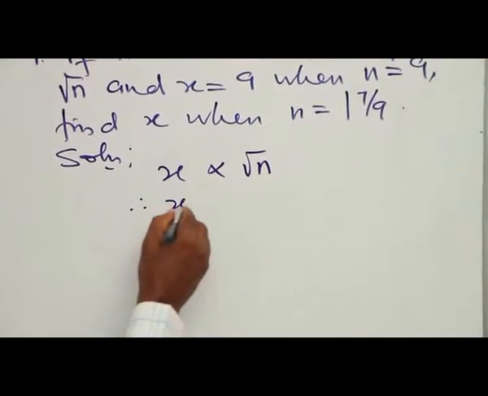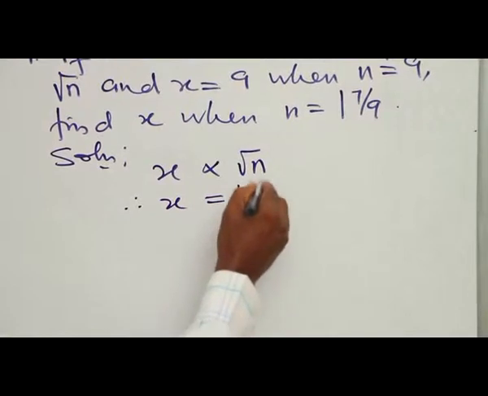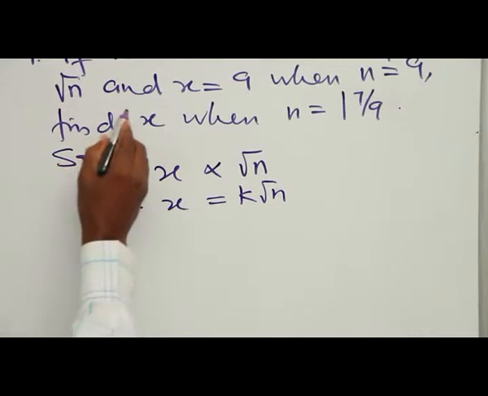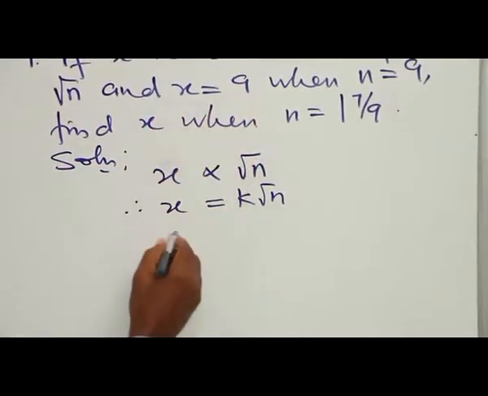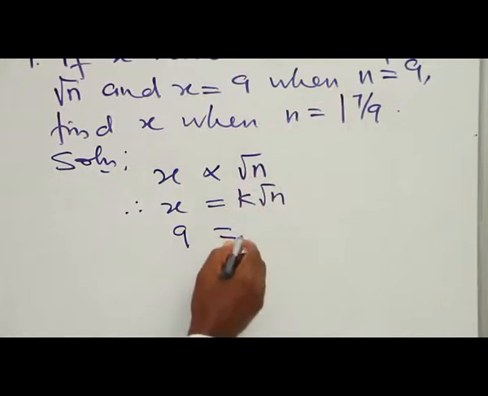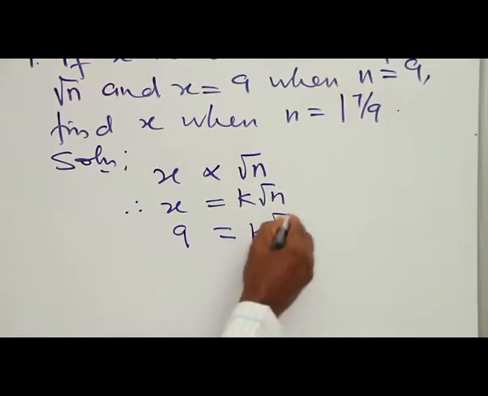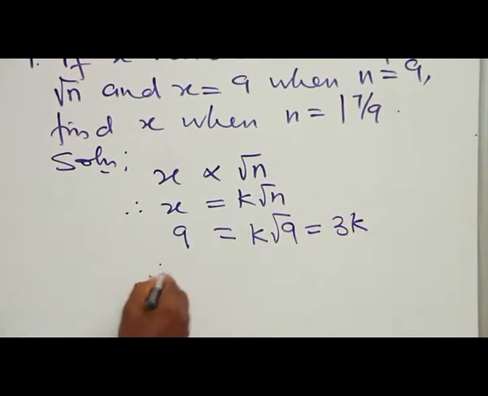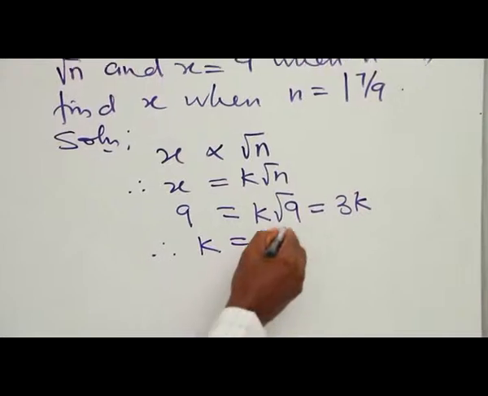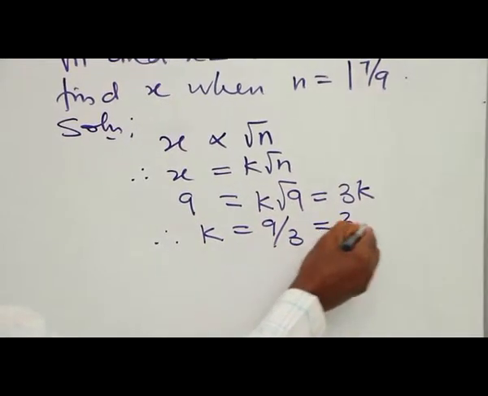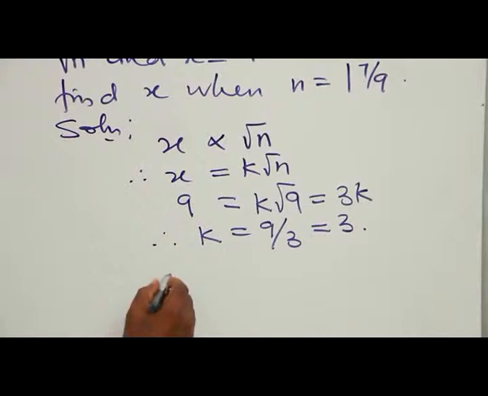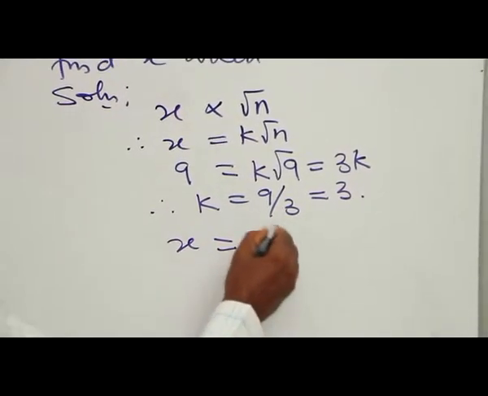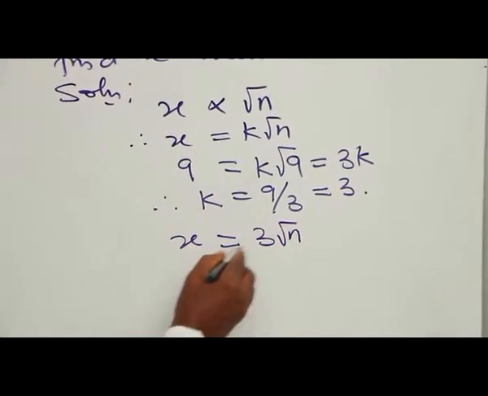In other words, our s is equal to k root n, introducing the constant of variation. From the second statement, s is equal to 9 when n is 9. So we have k times root 9. This is equal to 3k. Therefore, we can find our k, and that is 9 all over 3, and that is equal to 3. So we now write the equation connecting s and n, which now becomes 3 root n. So s is equal to 3 root n.